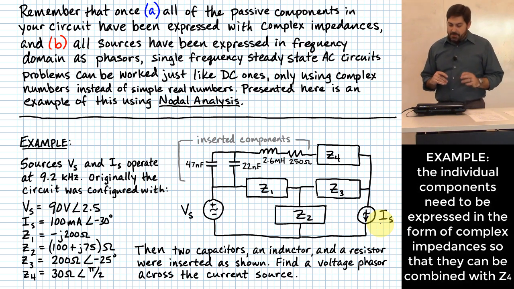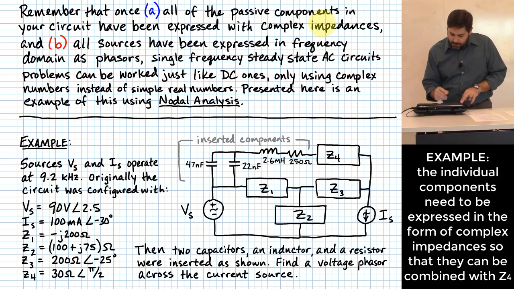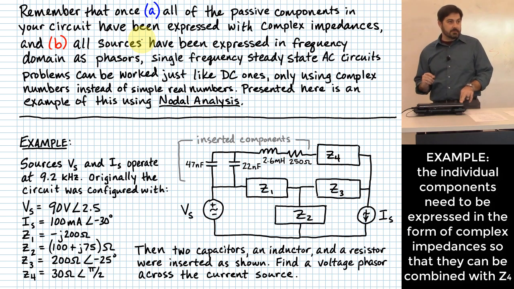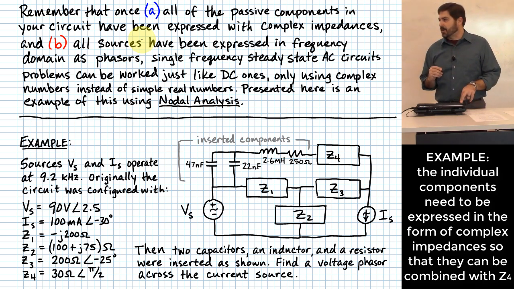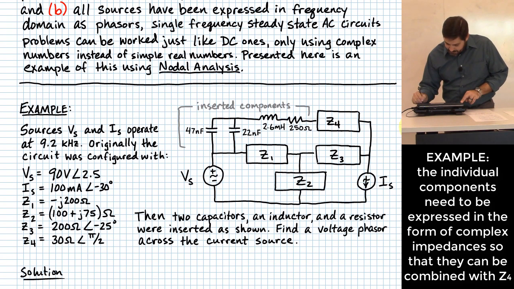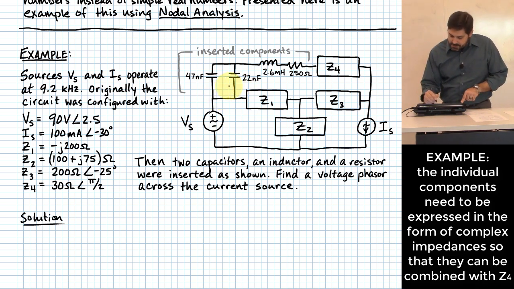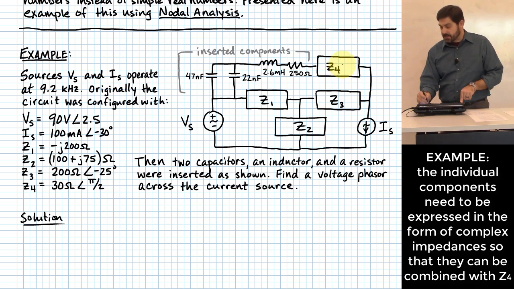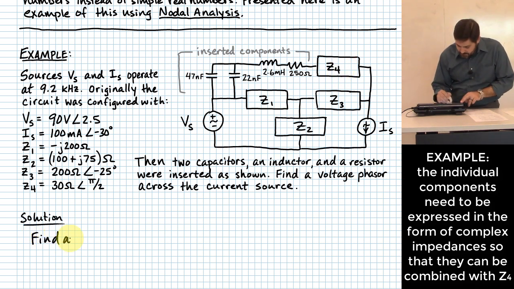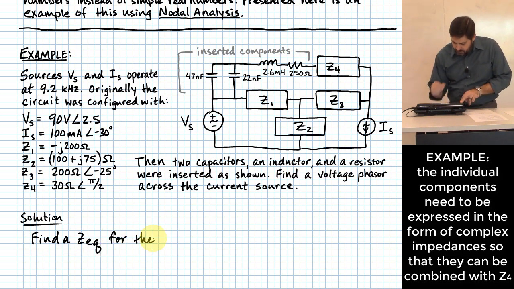If we look at the steps I mentioned at the top of the screen, what do you think our first step might need to be for this circuit? It says all of the passive components in your circuit have been expressed with complex impedances. Have all of the components been expressed that way? In terms of what we are trying to find here, what we need to do is come up with the combination of these added components with Z4. So my first step is to find an equivalent impedance for that upper branch.